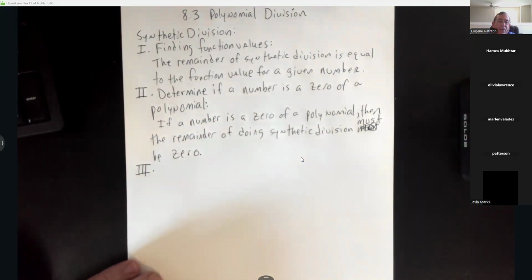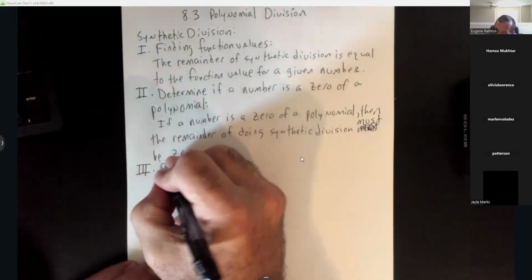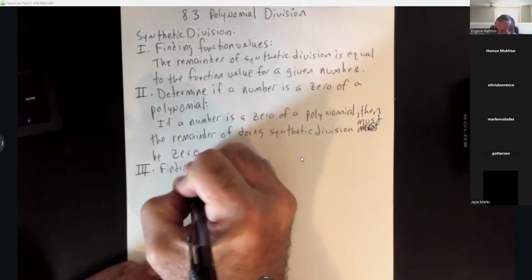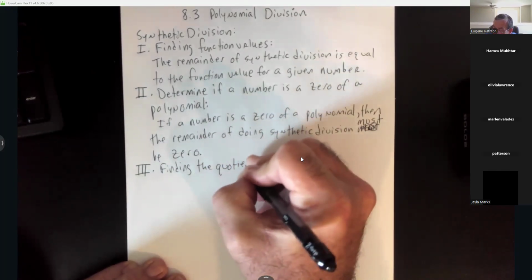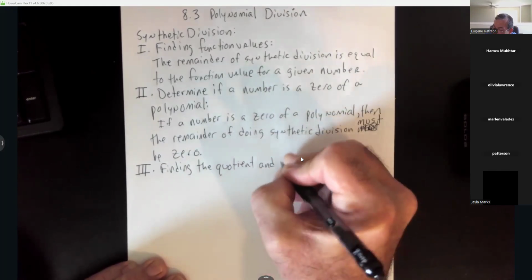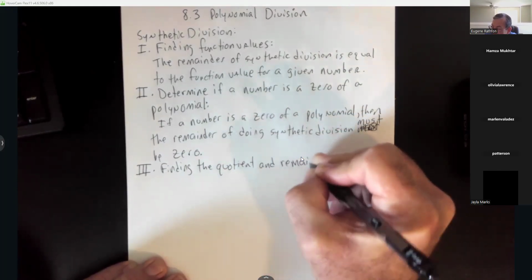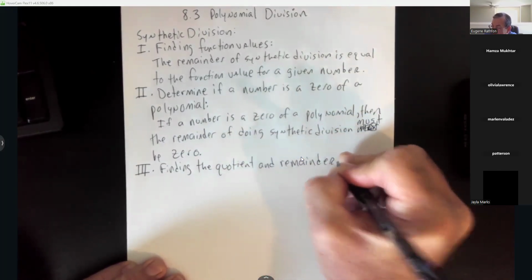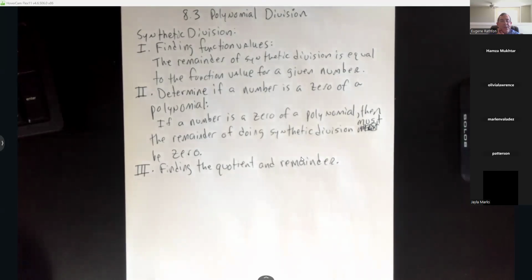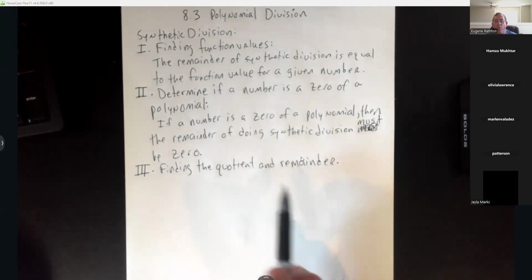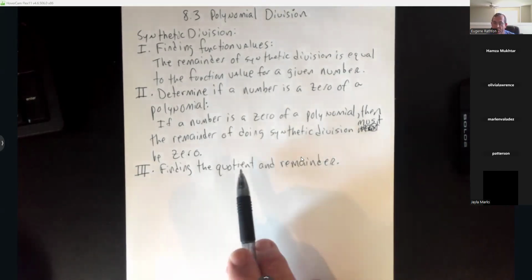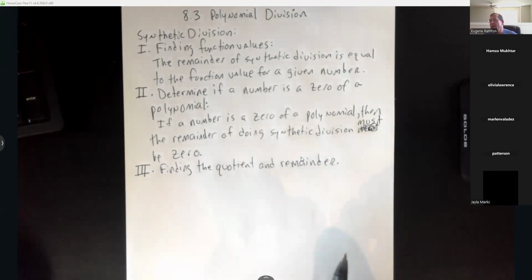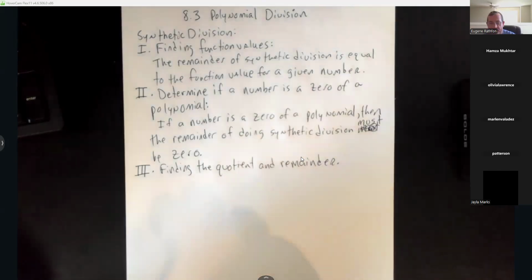So the third thing we can use it for is finding the quotient and remainder. All right, so we won't get into this as much now, but later on we'll see how I can use the quotient and remainder to help me do problems, okay?